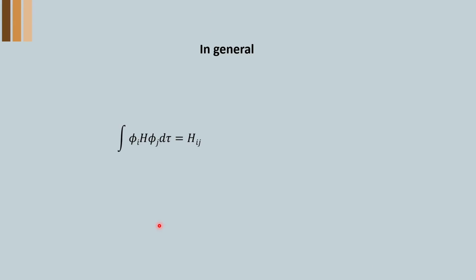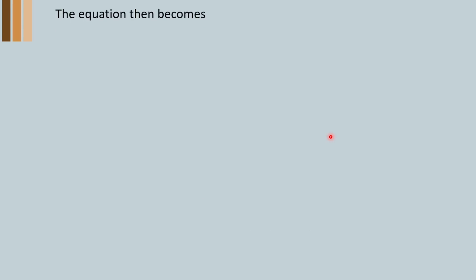But then what we can generally assume is that all those integrals of the type phi i h phi j d tau can be named as hij, whereas all those integrals of the type phi i phi j d tau can be named as sij. So these are the abbreviations that we have been using or will be using in the rest of the literature for coming days.